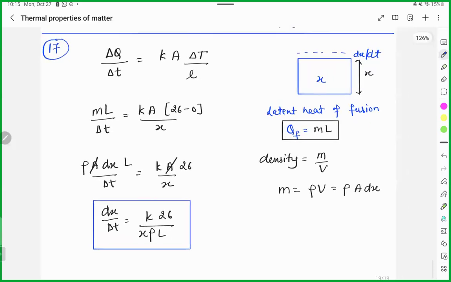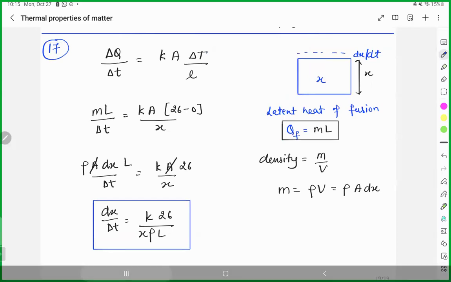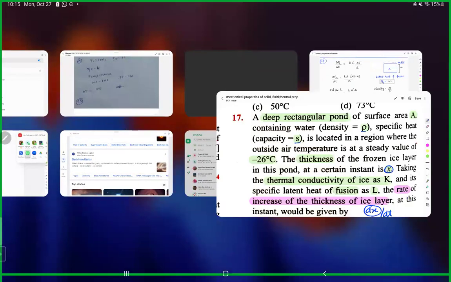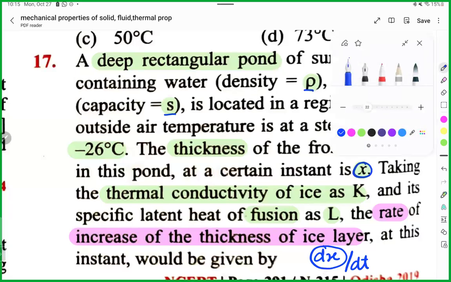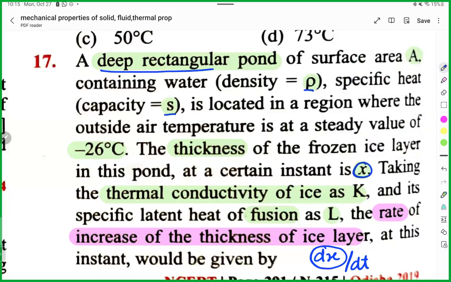I understand. For the very first time, you take time to pick up the topic. Let me revise this question again and then correlate. Here, you have a deep rectangular pond of area A. So, A is given, area is given. Density of water is also given. Specific heat capacity S is given.